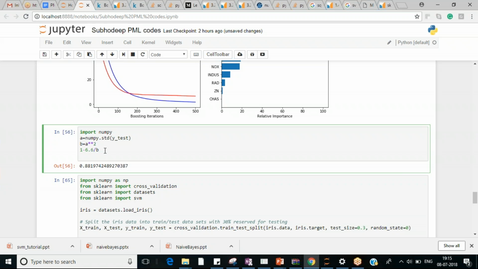So B is basically the standard deviation, the variance, or the naive estimate as a mean. What is the average error when you put the mean? So on that basis, we learned at the end of last class that R square is equal to 1 minus MSE upon variance. Now because we are talking about R square. Okay, so this is 0.88.